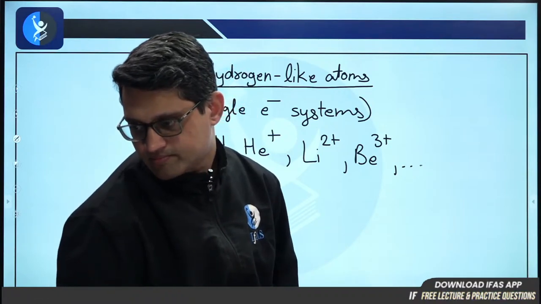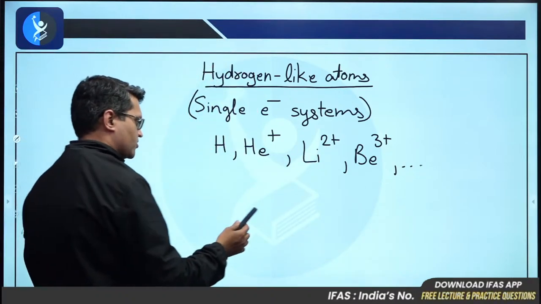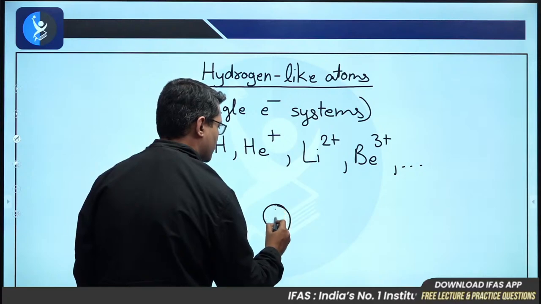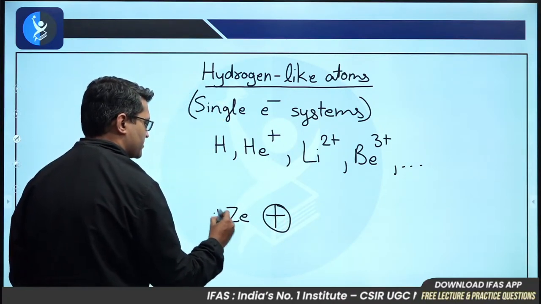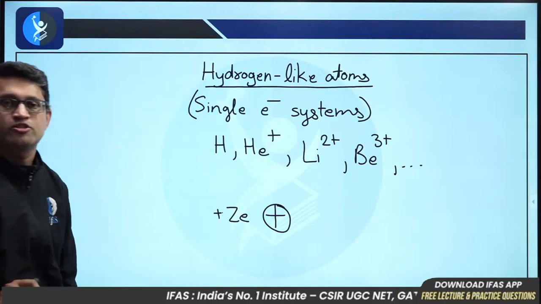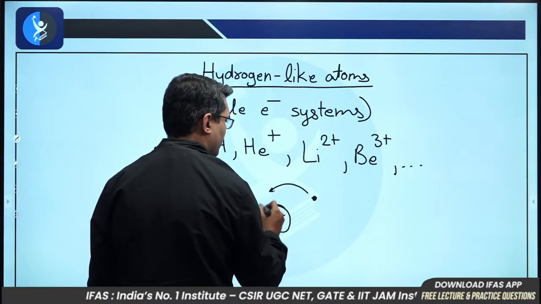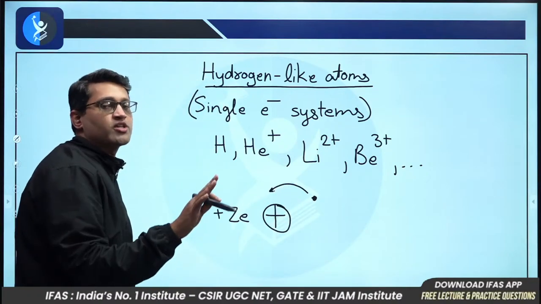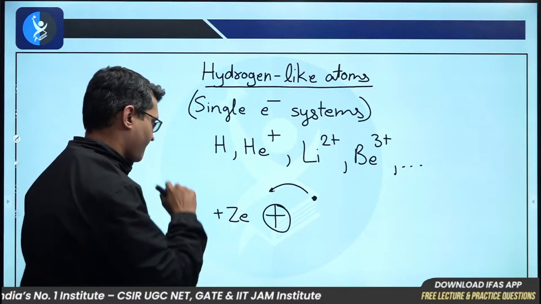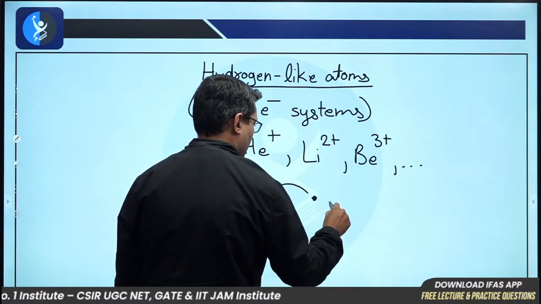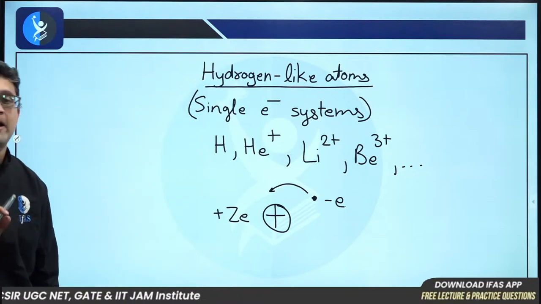Okay. So these are all hydrogen like atom systems. So essentially, you have a nucleus which is positively charged. This has a charge of plus Ze. And you have an electron which moves around the nucleus. The charge on the electron is minus e.